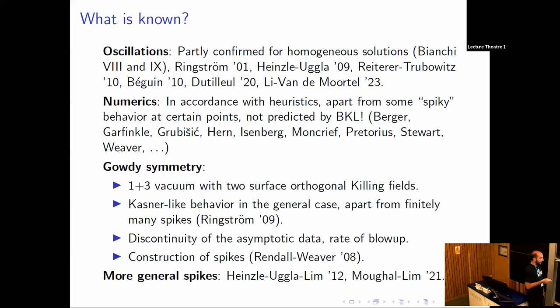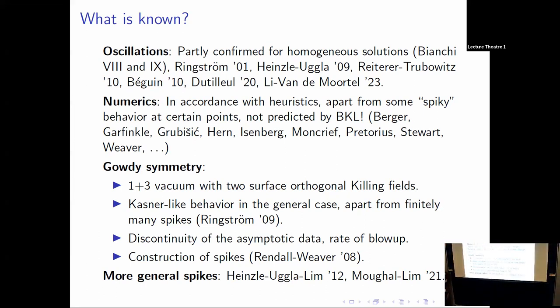Then, as we heard in Francis' talk yesterday, there are a lot of numerics. I know even less, so I'm not perhaps the person to comment on these, but in general, as we saw in the very nice videos by Franz, everything seems to be in accordance with the heuristics, apart from some points which look a bit spiky. These were not predicted in the original analysis by BKL. And it remains to be seen if there's anything else.